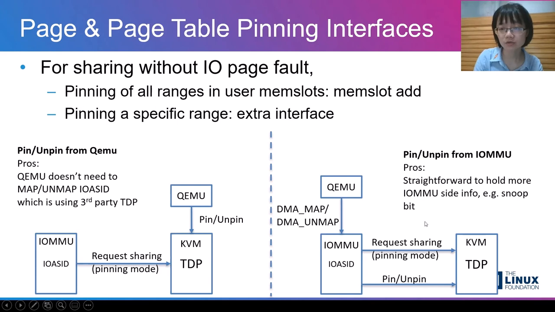The second way is to provide a kernel mode interface for pin and unpin. The IOMMU calls this interface into KVM. In this way, the QEMU still needs to call the DMA map and unmap into the IOMMU. But as the IOAS is using the third-party API, the call of DMA map and unmap is not that good. But this way has a pro that it is straightforward to hold more IOMMU side info in the pin and unpin API. For example, we can specify whether to set the snoop bit in the TDP entry.